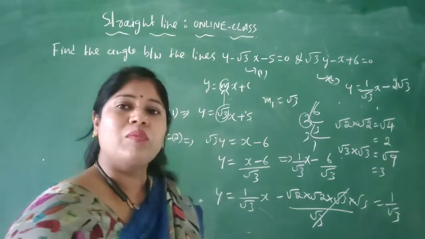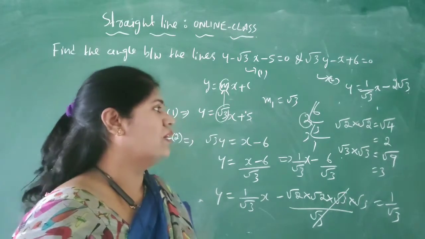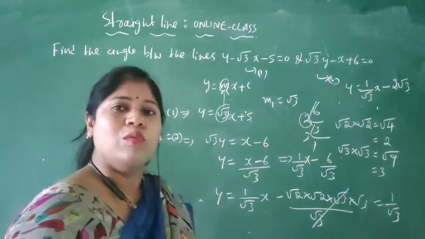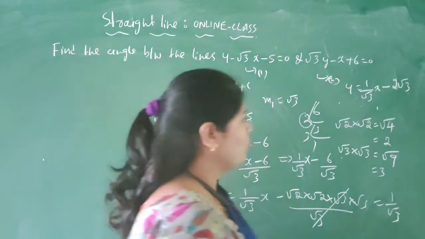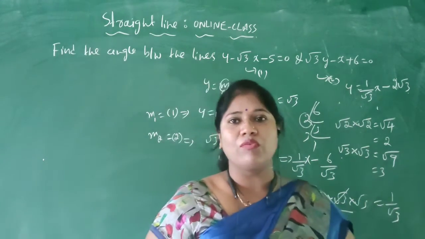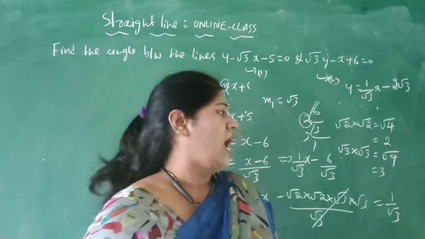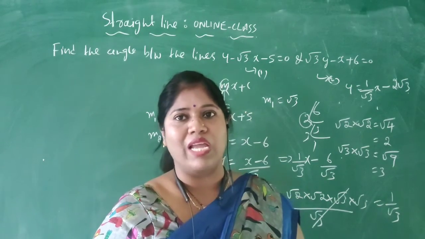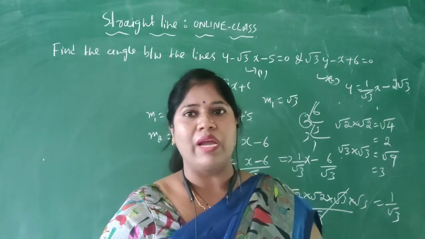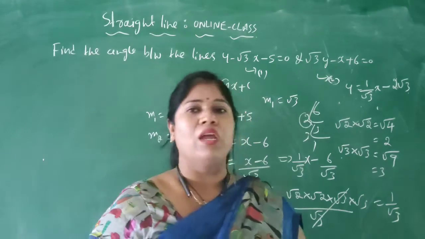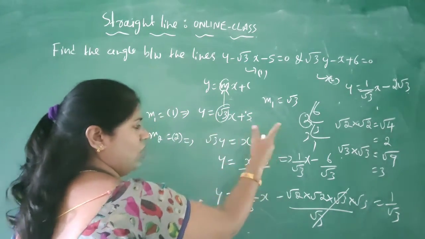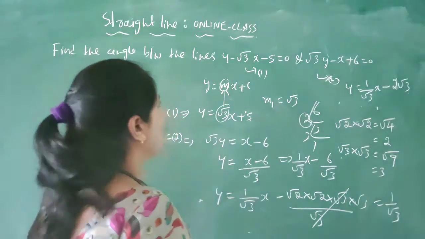Okay. What will be the acute angle between the two lines? The acute angle between the two lines is tan theta is equal to modulus of m2 minus m1 divided by 1 plus m1 m2. In the previous class we have used this formula already. Okay, after this we have to use the tan theta formula.